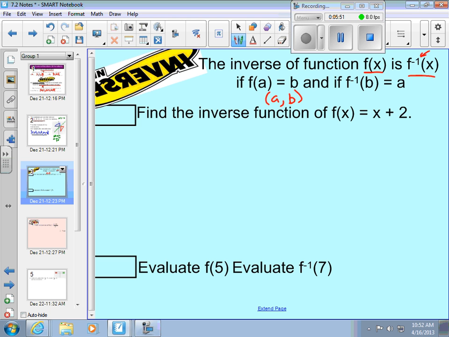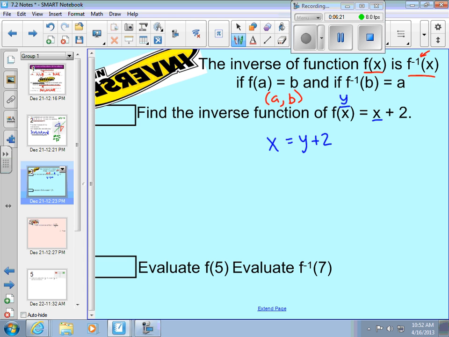Let's look at an example. On this one, it says find the inverse of the function f of x equals x plus 2. Anytime we do an inverse, we said we want to flip around the x and y. Well, in function notation, you don't really have an x and a y, but we know that f of x is the same as y. So if we flip around x and y, we will get the equation x equals y plus 2. The x becomes y, the y becomes x.